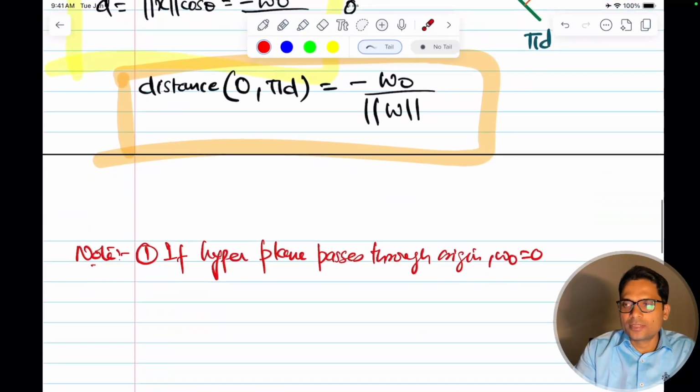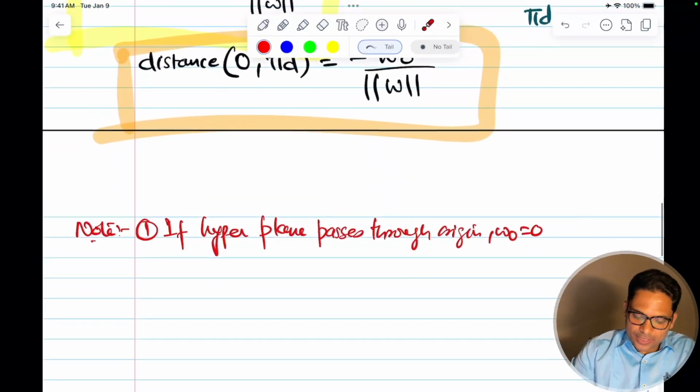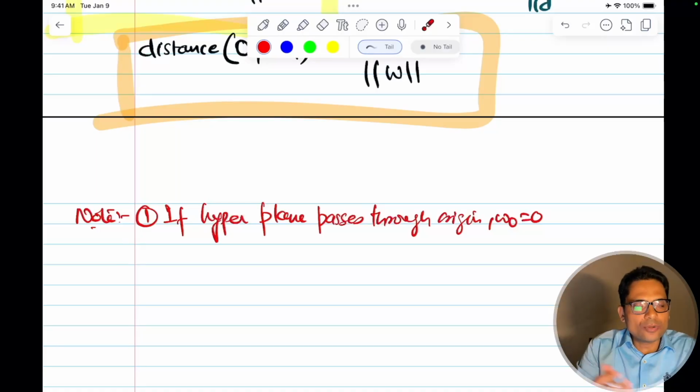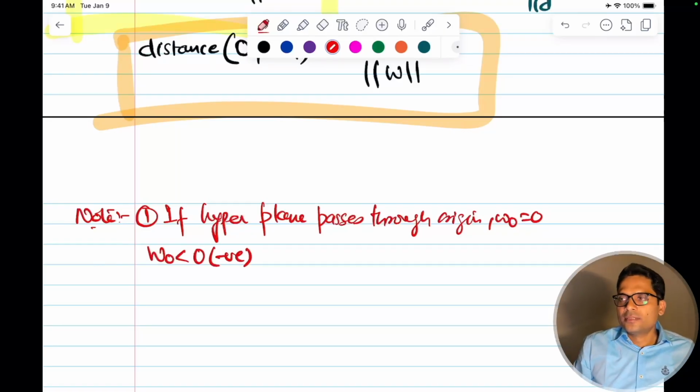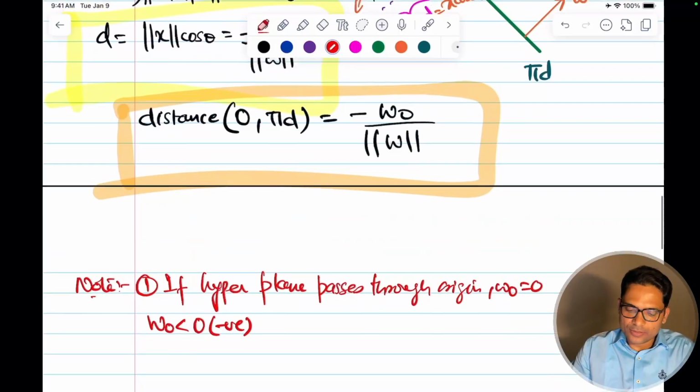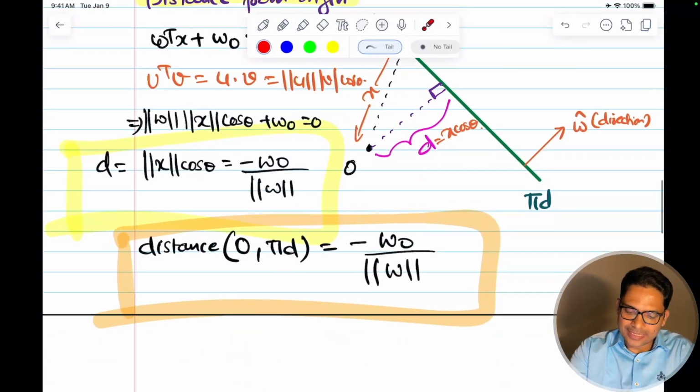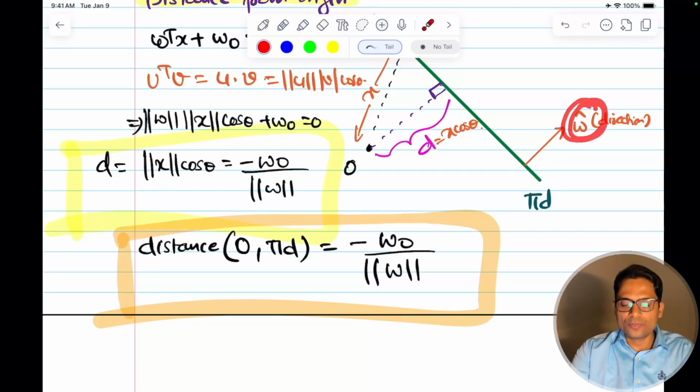No problem. Now there are some things. Either w naught can be 0, negative, or positive. So if w naught is negative, then understand this: if w naught is negative, which is here in this case, considering both the things as positive, then the plane is in the direction of my unit vector w.